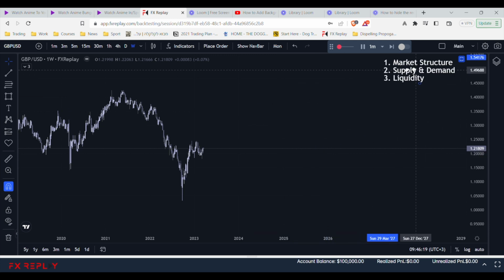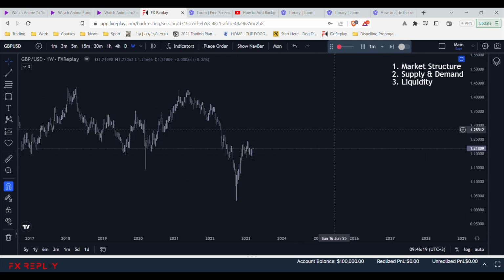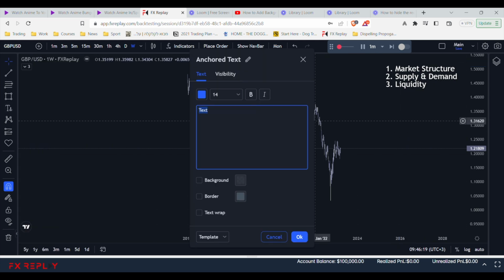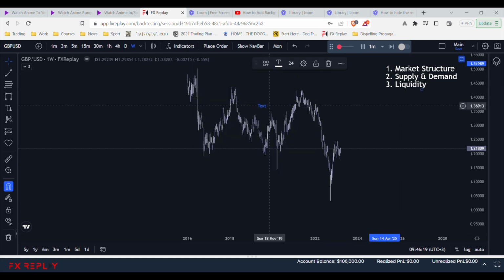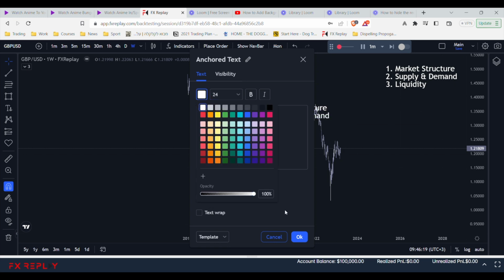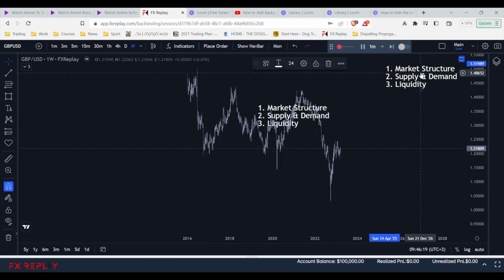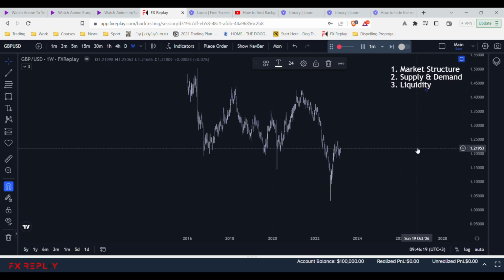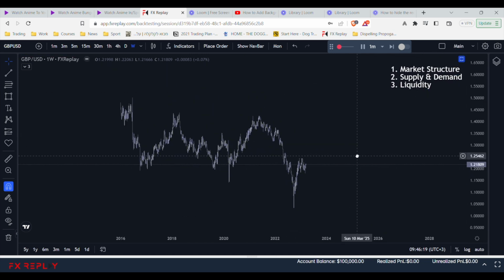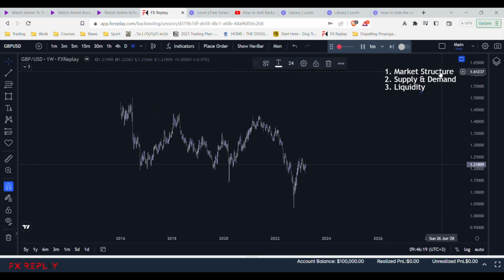Okay, so let's keep this over here for a second. Maybe I should have used anchor text. Yeah. Okay, so just copy that. Okay, one moment. Okay, awesome. I just want to keep this anchored so you can see this at all times. Okay, perfect. So market structure, supply and demand, and liquidity.